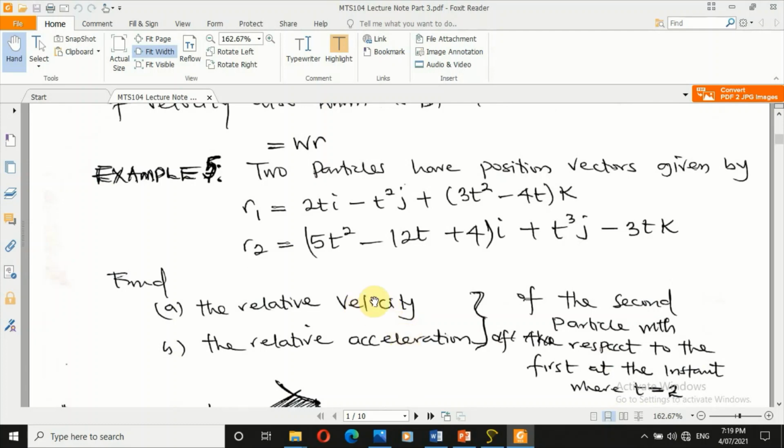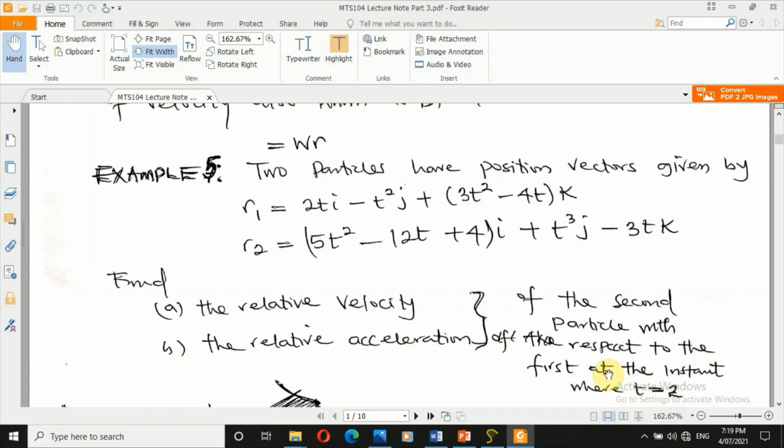So let's take a look at this question now. That's example 5. We have two particles. They have position vectors given by this. This is the position vector of particle A. This is the position vector of particle B. Now the question is, what is the relative velocity of the second particle with respect to the first at the instant where t is 2?